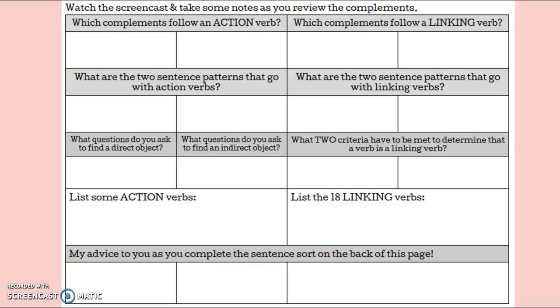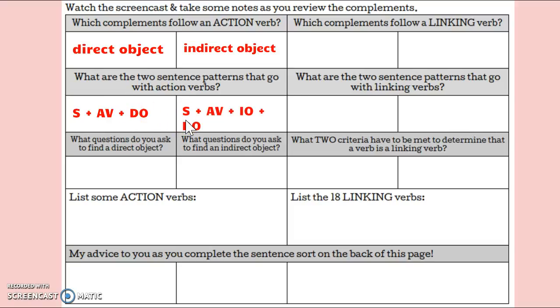So action verbs have two special complements that go with them. We can look for a direct object and indirect objects. And when we find them, we should see them in this order with this sentence pattern. We find a subject, followed by an action verb, followed by a direct object. Sometimes we have some word or words left in between our action verb and direct object, and so we can look for an indirect object. If we find a subject and an action verb, we would then want to ask the question, whom or what, to find our direct object.